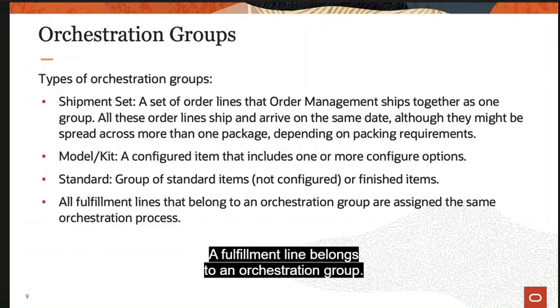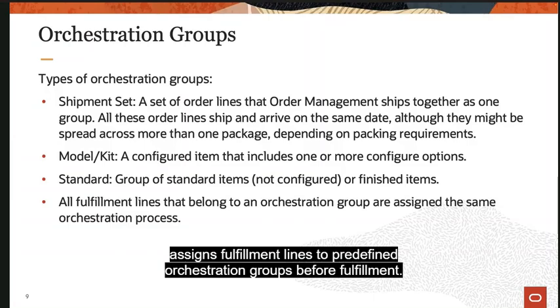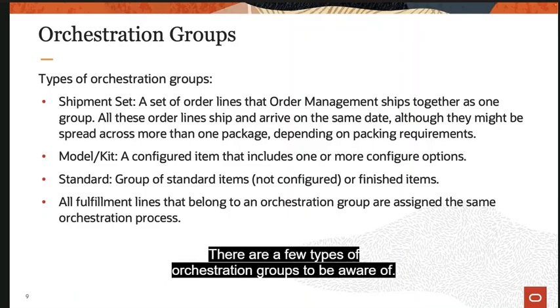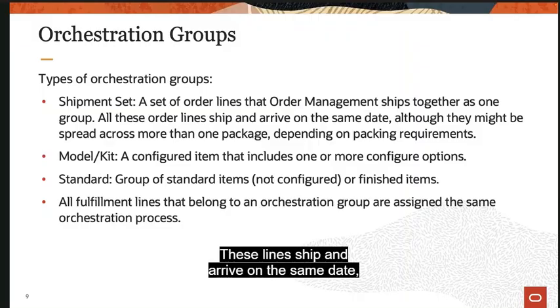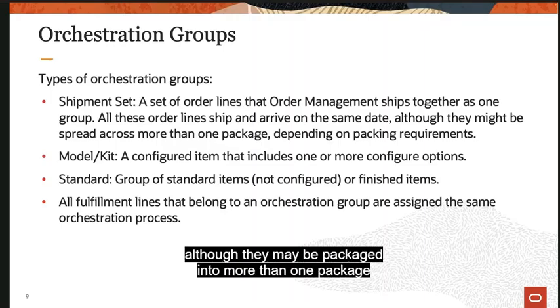A fulfillment line belongs to an orchestration group. To streamline processing, Oracle Order Management assigns fulfillment lines to predefined orchestration groups before fulfillment. There are a few types of orchestration groups to be aware of. A shipment set is a set of order lines that Order Management ships together as one group. These lines ship and arrive on the same date, although they may be packaged into more than one package depending on packing requirements.